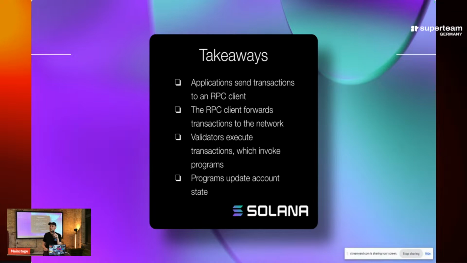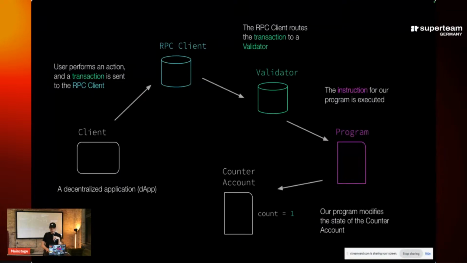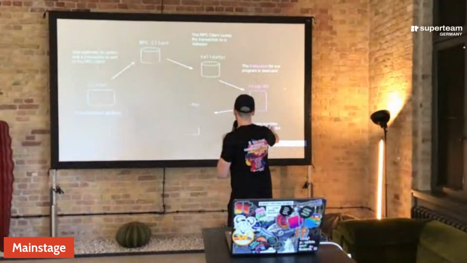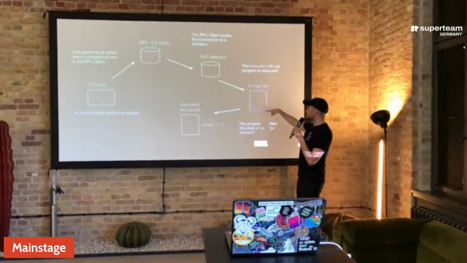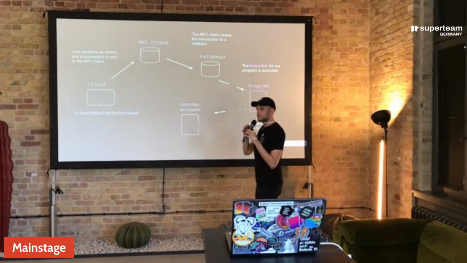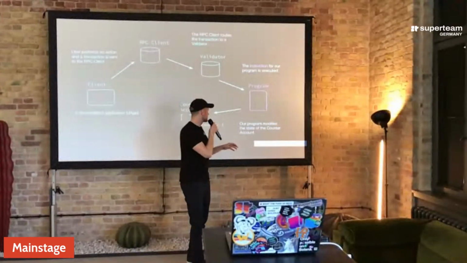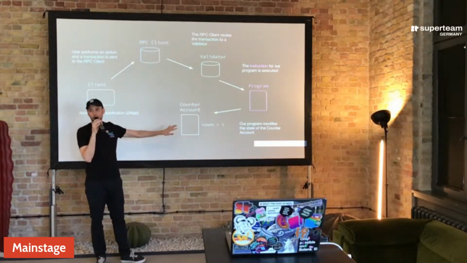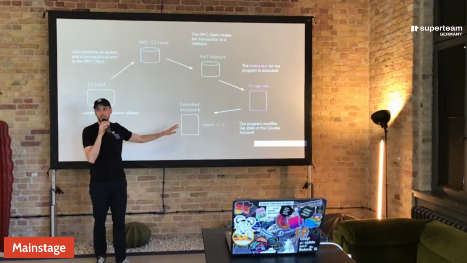Yeah. In the previous slide, where is the count variable stored? The count variable is stored in this PDA. So imagine you have the program here, right? The program itself cannot have a state because programs are stateless. So you have to find a way where you can store the value or the state of this count, right? And therefore you have those PDAs.